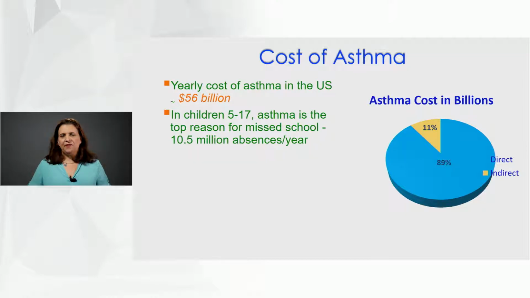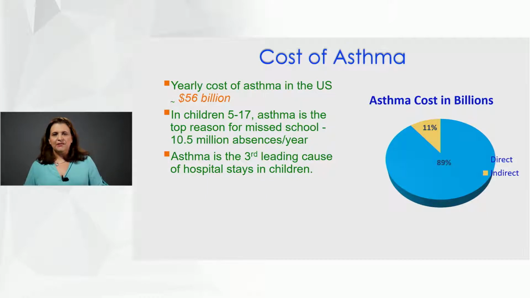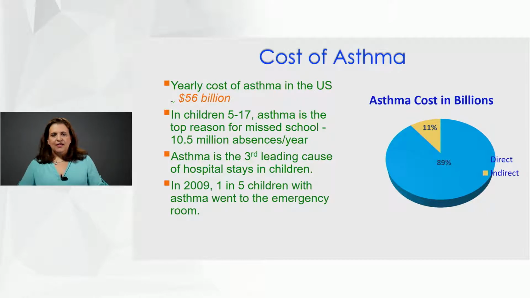In children ages 5 to 7, asthma is the top reason for missed school, accounting for 10.5 million absences per year. Asthma is the third leading cause of hospital stays in children. In 2009, 1 in 5 children with asthma went to the emergency room for an exacerbation.